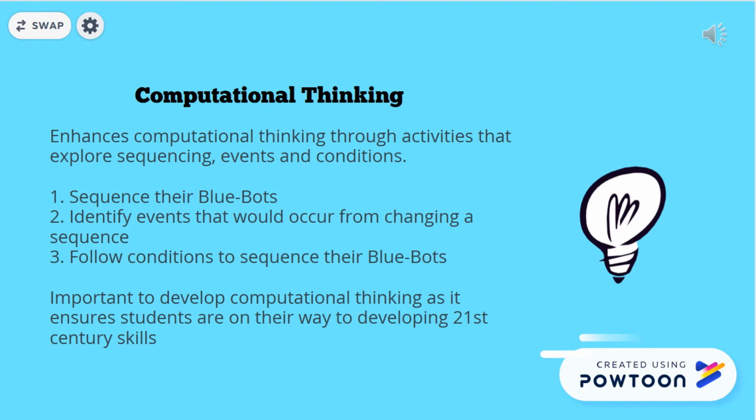Computational thinking is enhanced throughout this lesson by engaging students in activities that explore skills such as sequencing, events, and conditions. These are developed throughout the unit by students having to sequence their bluebot, identify what would happen if an event changed, and to give into conditions in which they must program their bluebot. These skills are also embedded within the assessment task. It is important to develop students' computational thinking, as they are then on their way to becoming experts in that thinking strategy.